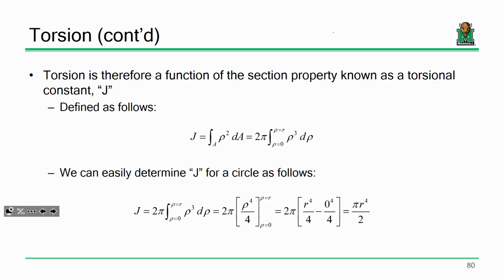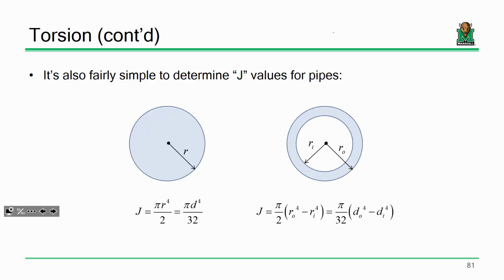Make sense? Okay. Now, the nice thing about J is we can get nice little plug and chug formulas, and I've provided those right here. So if you have a solid shaft, J is pi r to the fourth over 2. Or if you're like me and you like to deal in diameters, it's pi d to the fourth over 32. Now where did I get the 32? R is d over 2, and I take d over 2 and raise it to the fourth power. 2 to the fourth is 16, and 16 times 2 is 32.